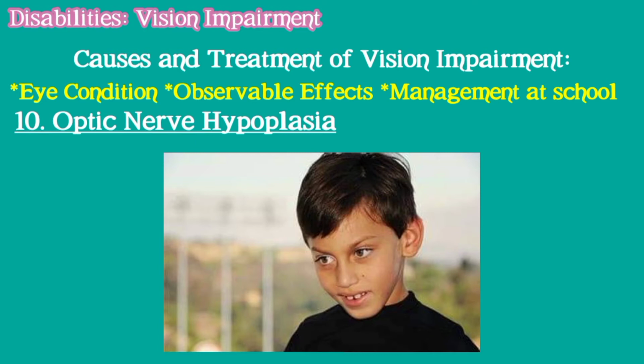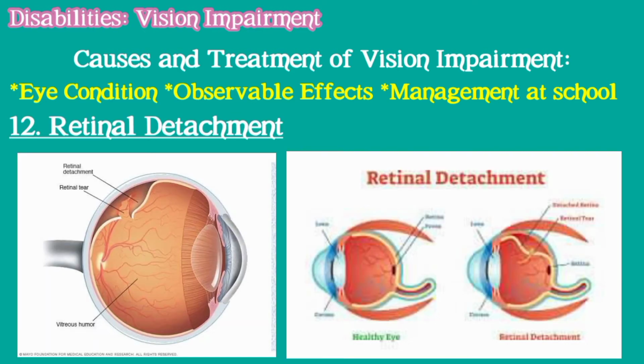Okay, so next is retinal detachment. So what is retinal detachment? This is the detachment of the retina from a head injury or other conditions. The observable effect is partial or total loss of sight. Surgery can correct the condition. Very strong glasses can help. So the management at school is avoid contact sports, use bright lighting for reading and other visual activities.